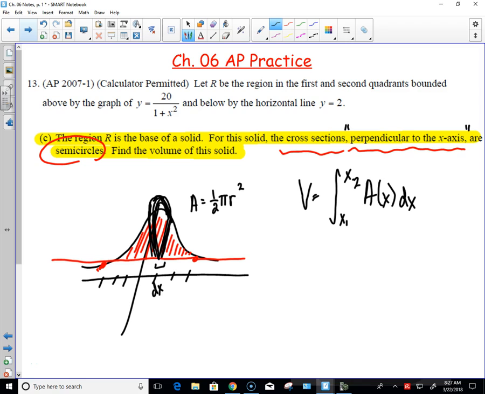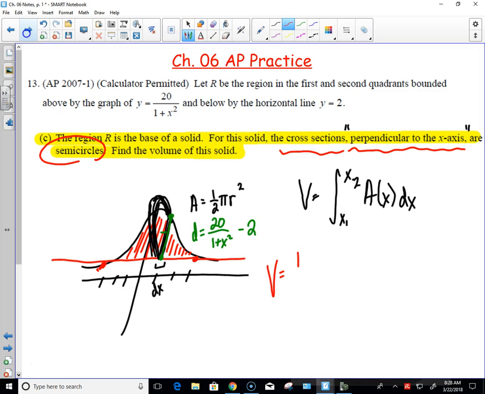Why is Sean saying D? Because when you subtract top minus bottom, if you look at top minus bottom, that's not going to be a radius of the circle. That's going to be the diameter of the circle. So if the diameter is top minus bottom, or 20 over 1 plus x squared minus 2, what do I need to plug in when I come over here to my area formula?